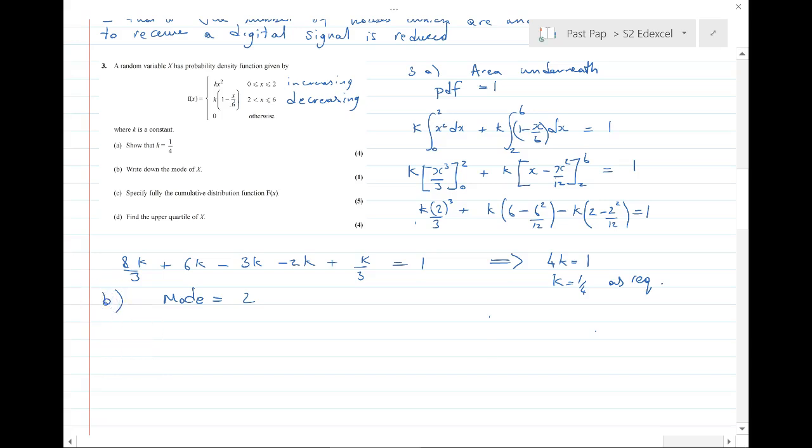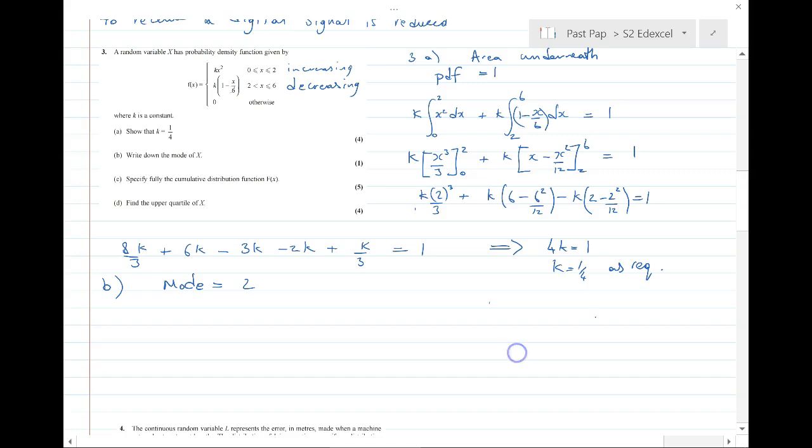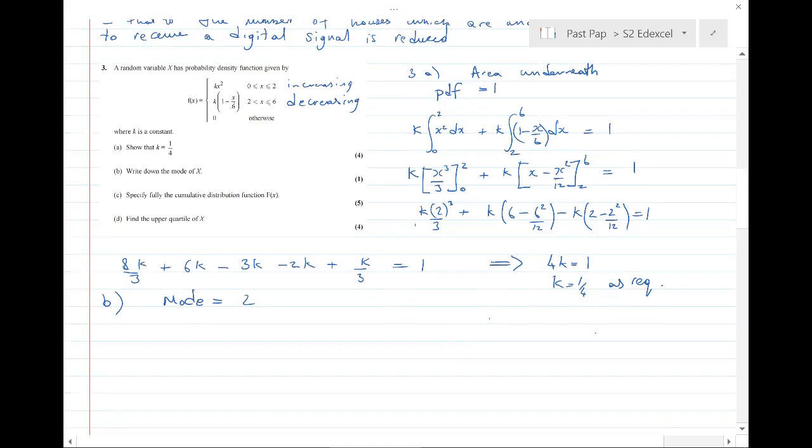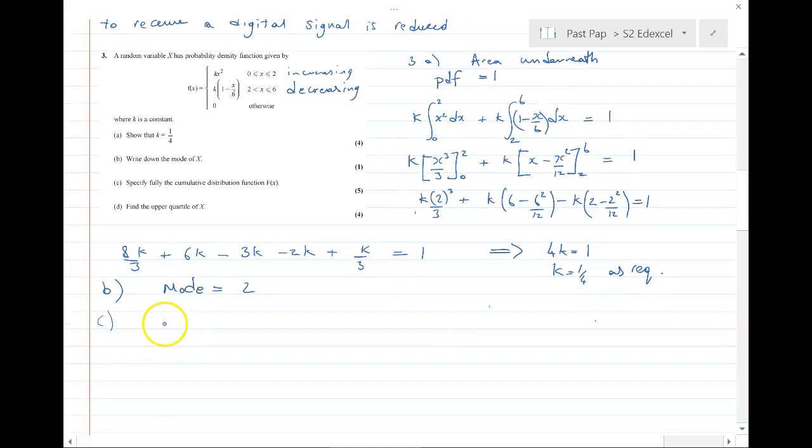Right, part C. So we're going to integrate. Now, we know that k is a quarter, so we can assume k is a quarter. So let's look for our various bits. Let's deal with the 0 to 2 bit first. So we're basically integrating.